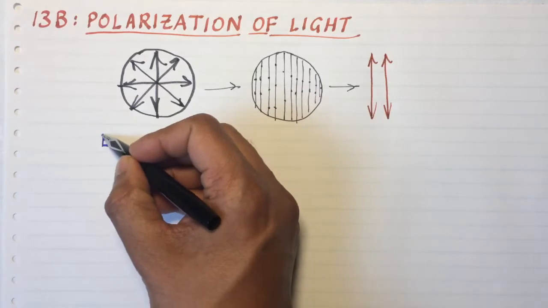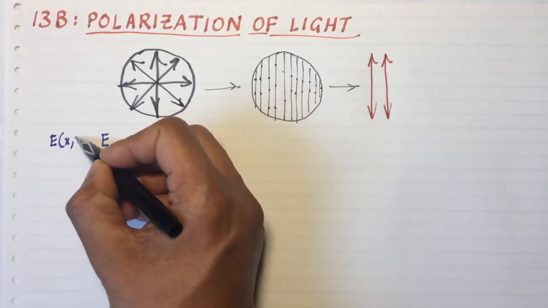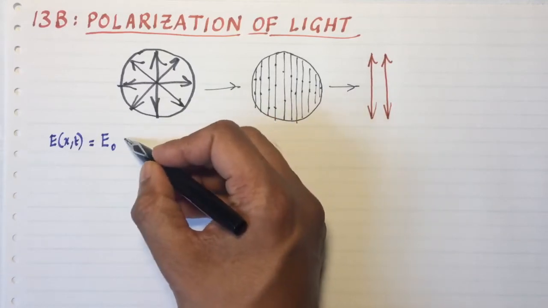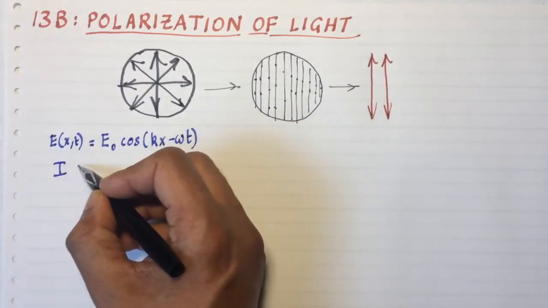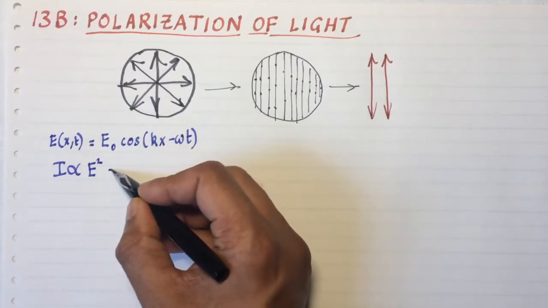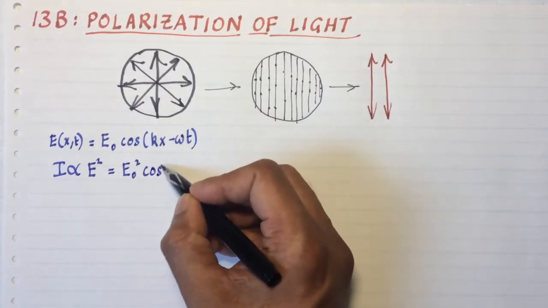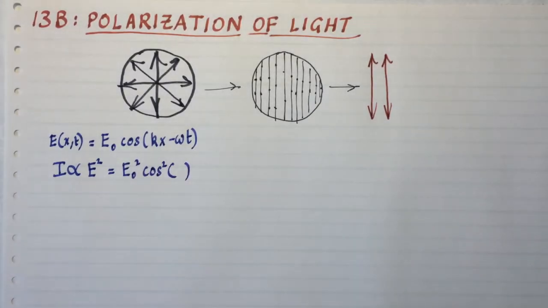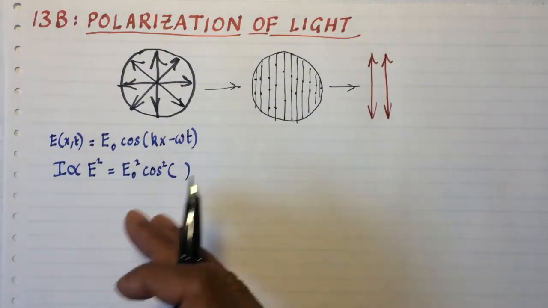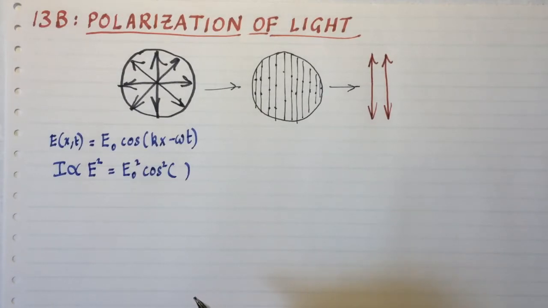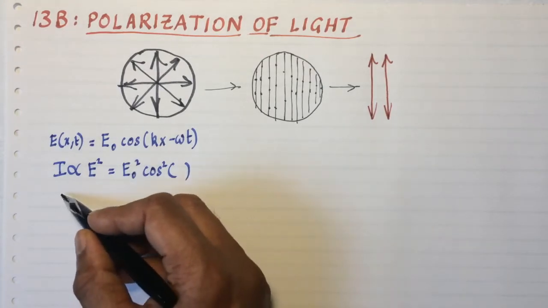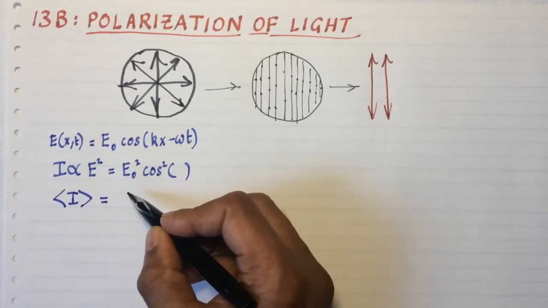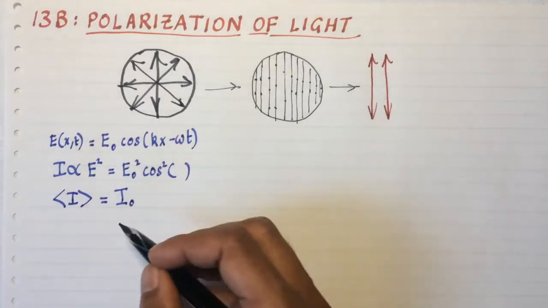The expression for the electric field oscillating in space and time, E of x comma t, is E naught sine or cosine of kx minus omega t. Now, the intensity is proportional to the square of the electric field. So you're going to get something like E naught squared cosine squared of kx minus omega t. When you have light like this, the intensity is got by taking the average. The average of the intensity will have this factor of half come in, because the average of cosine squared is half. Whatever you get from this, we'll call that I naught.